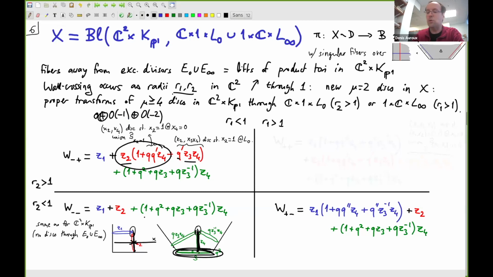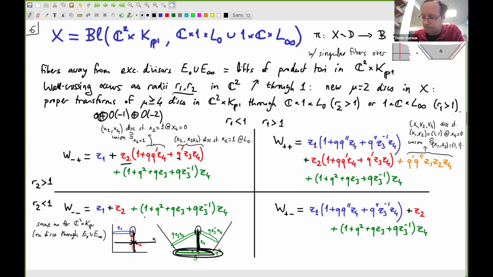And I claim these are the only ones that are regular. I mean, of course, when you see negative spheres, you need to ask, well, what about multiple covers and so on? And you can show no multiple covers here. Okay, and then you can repeat that in all the regions.